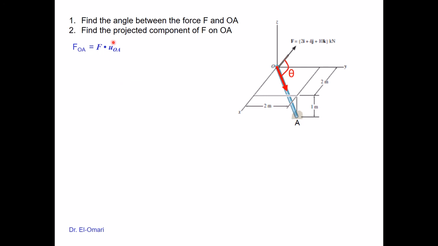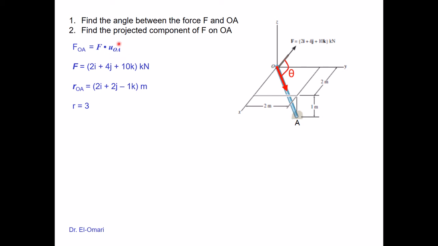You could use the unit vector also in finding the angle. So it doesn't matter: if you need to find the angle, the two vectors can be the force vector and the unit vector, or the position vector. But for finding the parallel component, you must use the unit vector. So now we have the force vector from before, the magnitude, the position vector and its magnitude.